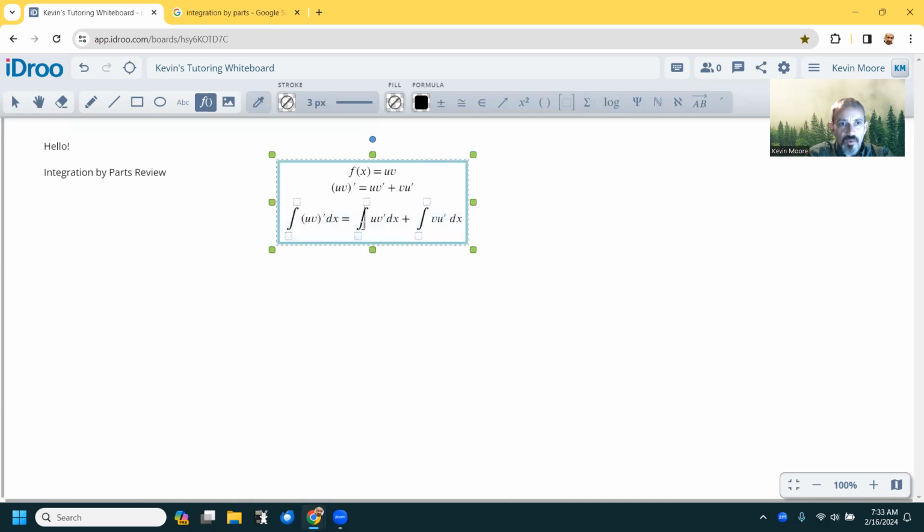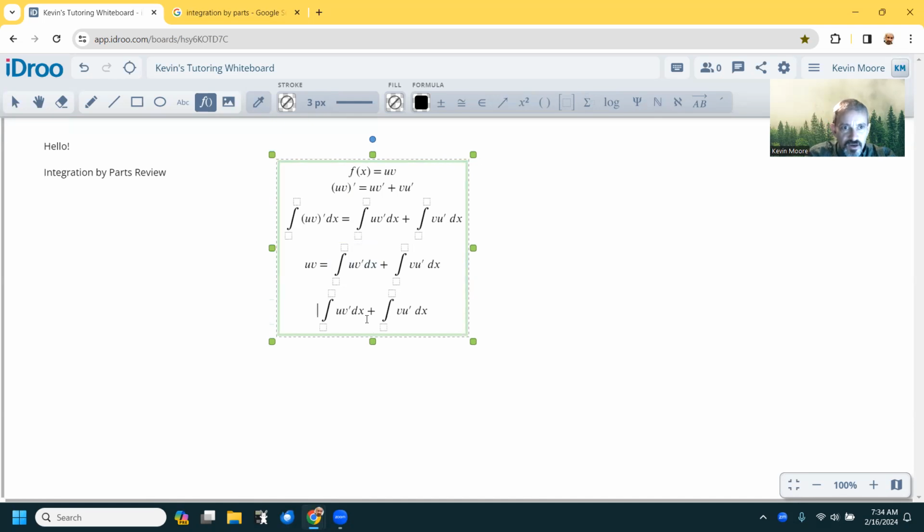What does that give me? Well, when I've taken the integral of the left side, I just get uv, because that thing is in parentheses. And that's equal to the sum of these two integrals. And I can then move things around a bit, and I'll get that the integral of uv' is equal to uv minus the integral of vu'.